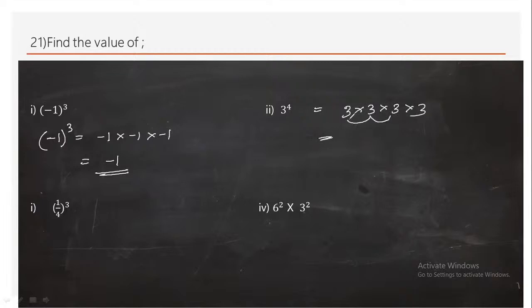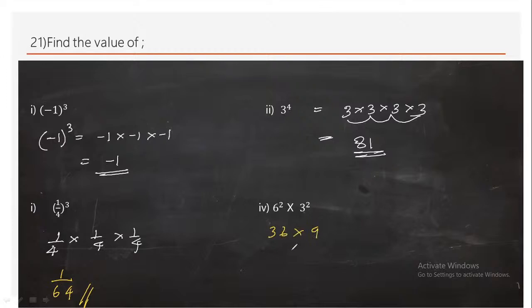Three times 3, 9 times 3, 27 times 3, 81. 1/4 into 1/4 into 1/4. 1/4 times 4, 16 times 4, 64. 36 into 9. 9 times 6. 9 times 3, 27, 27 and 5, 32. 324.